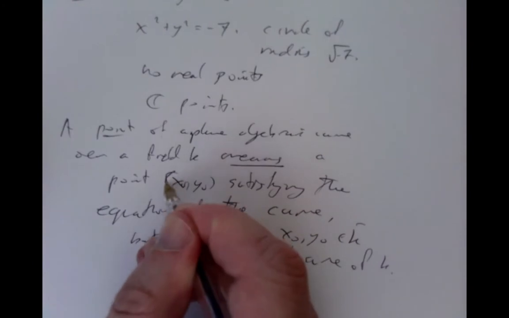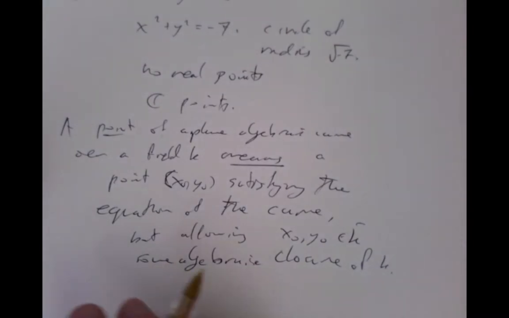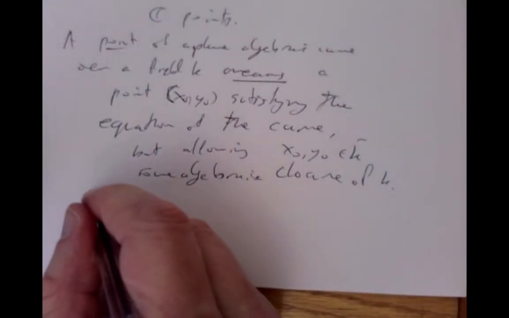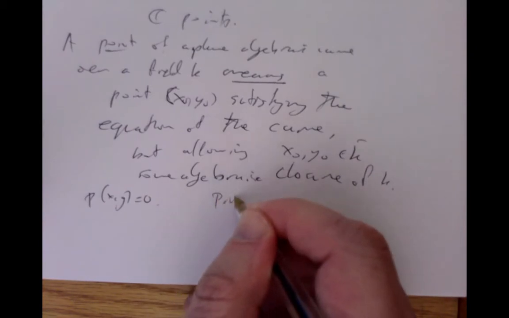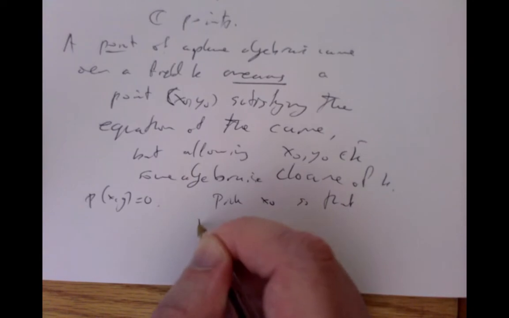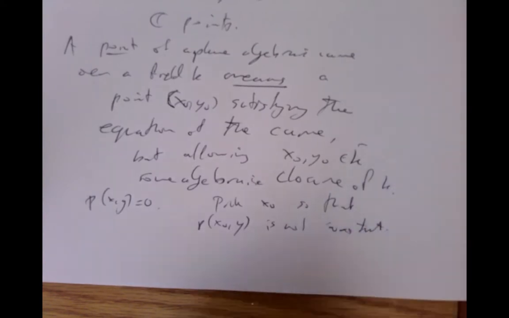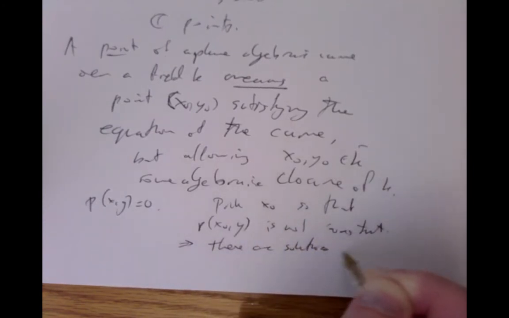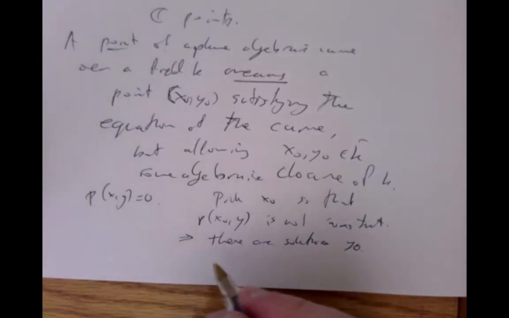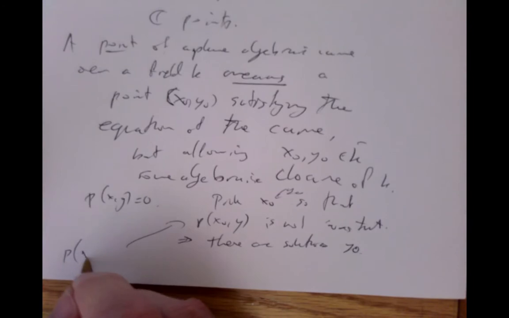And then we'll say that we're really not interested just in the points that live over K, but the points that live all the way over K bar. In other words, over all the algebraic extensions of K. And this immediately solves problems about not having any solutions, because if you have a polynomial equation P of x, y equals 0, and you want to solve it, and you pick x naught so that P of x naught, y is not constant, then you know that there are solutions y naught. And similarly, if you picked a y naught instead, you could solve P of x, y naught.